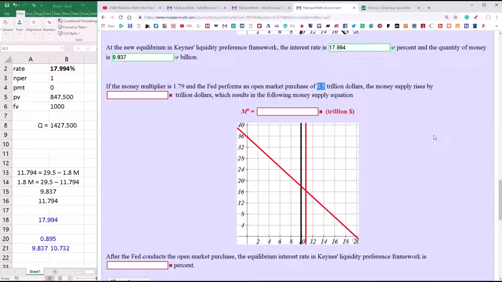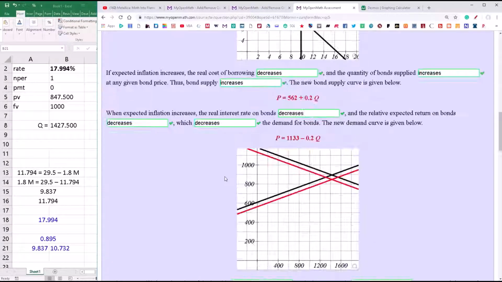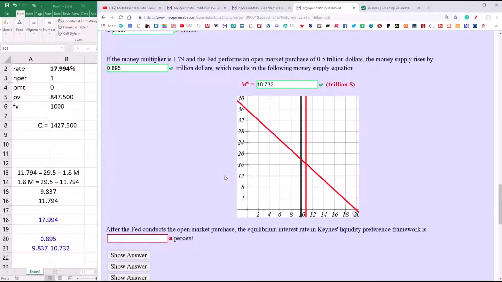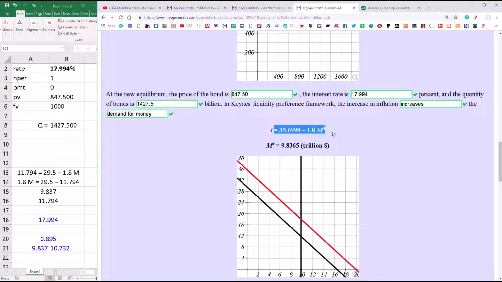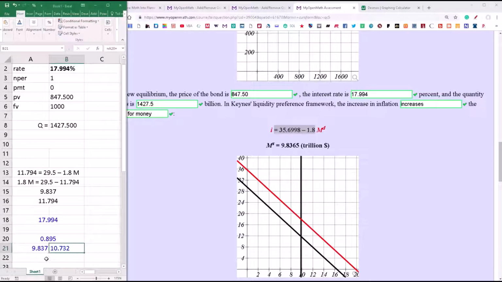Okay, so let's go ahead and enter our information here. So the money supply increases by almost $1 trillion. The new money supply is 10.732. After the Fed conducts the open market purchase, the equilibrium interest rate in Keynes' liquidity preference framework is, right? So we got to plug this red value right here into the red demand equation. So what it is, I'll just copy this down here.